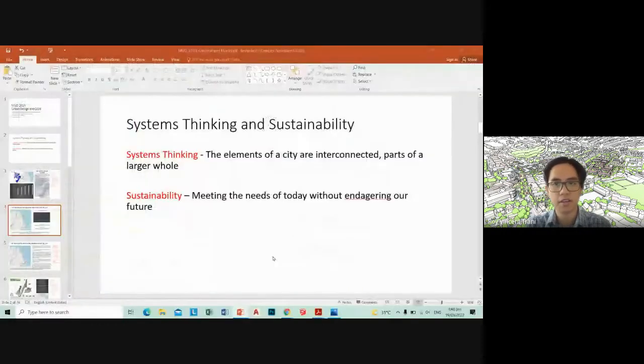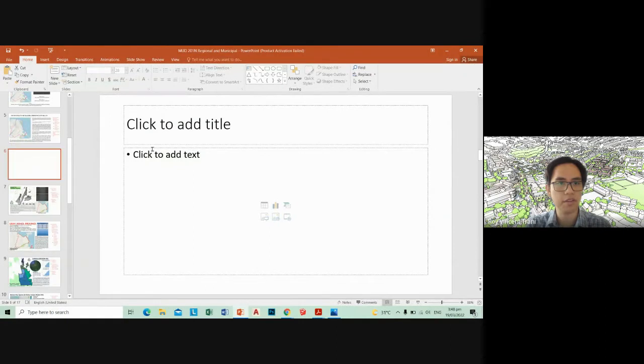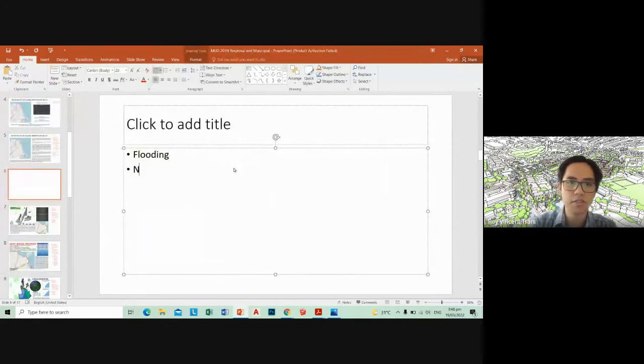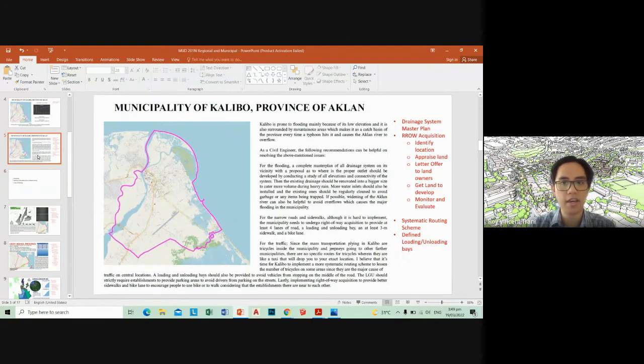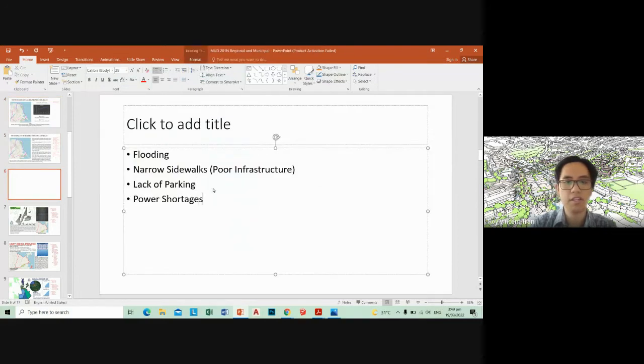I'll just write it down here and make a new slide. Let's talk about flooding. Let's talk about narrow sidewalks. That's a sidewalk, probably classify that as poor infrastructure. And then what was the other one? No parking, or lack of parking. Parking. And I'll just combine these into power shortages. So these are issues of the municipality of Kalibo.